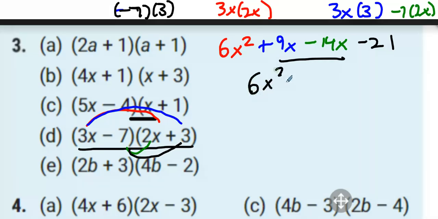Now let's add the middle section together, Bobby. What's 9x take away 14? You have €9, but you owe your mate €14. How much money do you owe them? What do you reckon? 5. You owe them 5x.